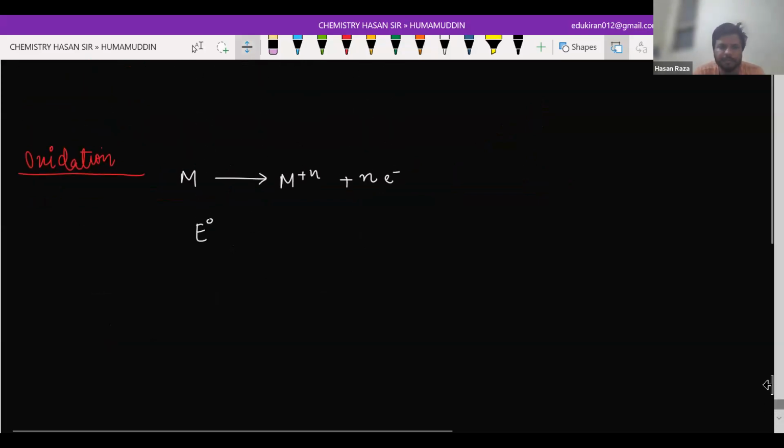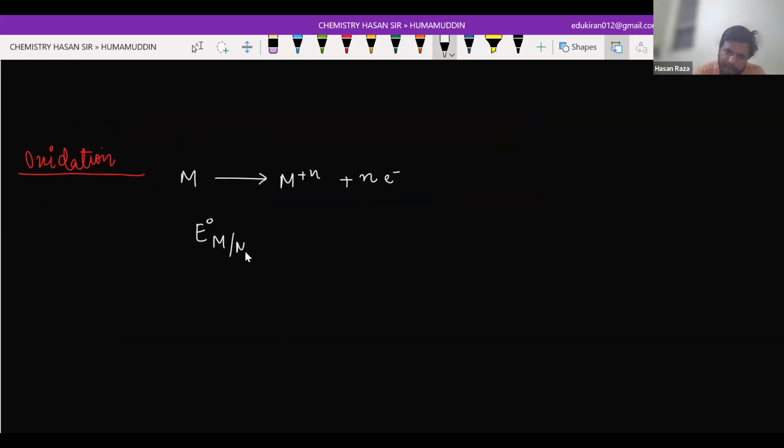Now see, E naught, and what happens here? M is converting itself into M^n+. This is the representation which is very important. The question generally arises in this form, not in the chemical reaction form. So you have to understand that E naught M/M^n+ means M is going from M to M^n+. This is your oxidation potential.